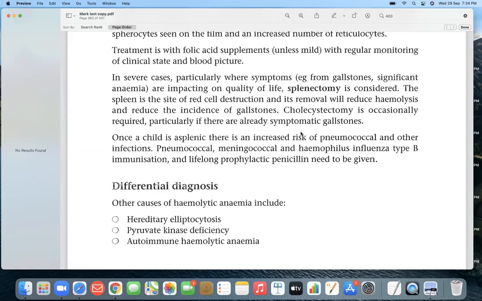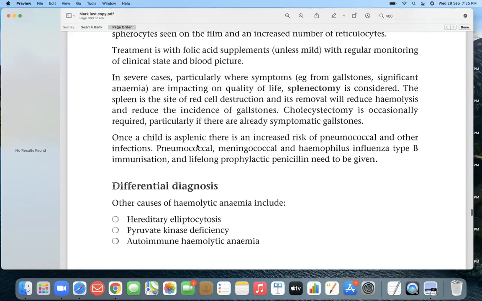It means a child is suffering from continuous pain in the right hypochondrium due to gallstones, or vomiting, or precipitating cholecystitis like this. If there are symptomatic gallstones, they will also go for cholecystectomy. And splenectomy is indicated only when there is significant anemia impacting the quality of life and also symptomatic gallstones, because splenectomy will reduce both the destruction of the red blood cells and the incidence of gallstones.